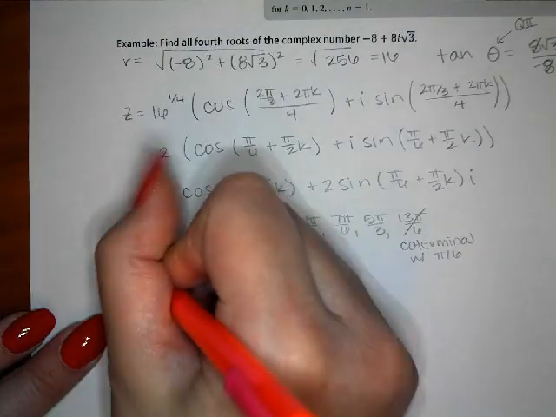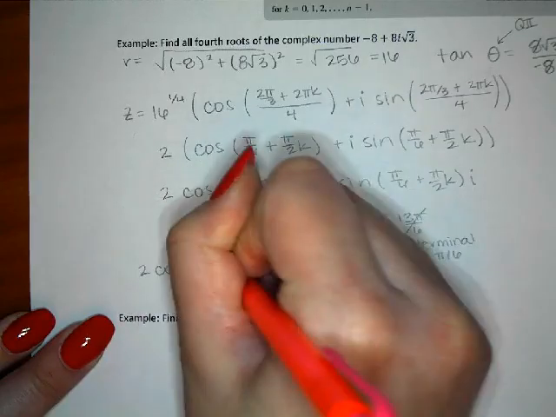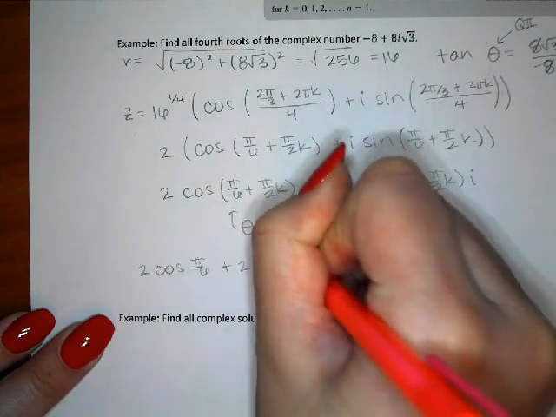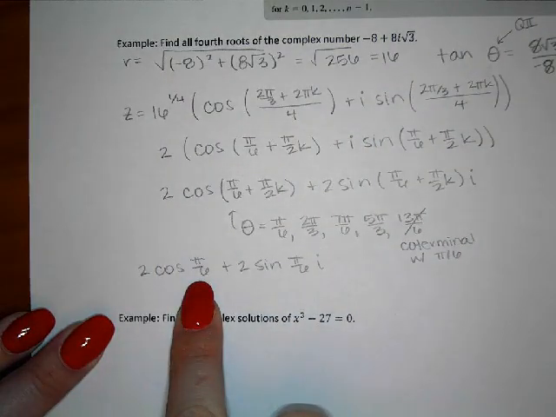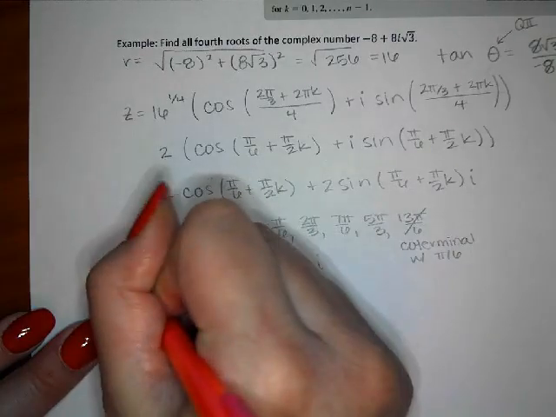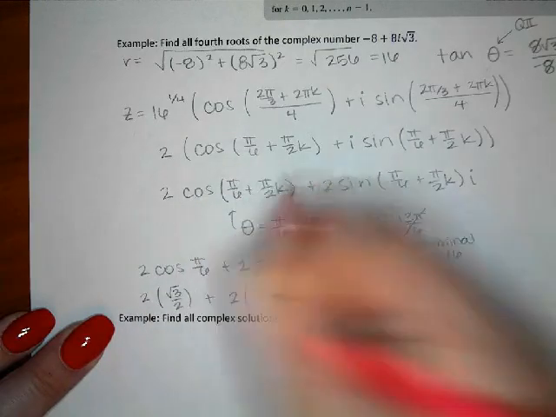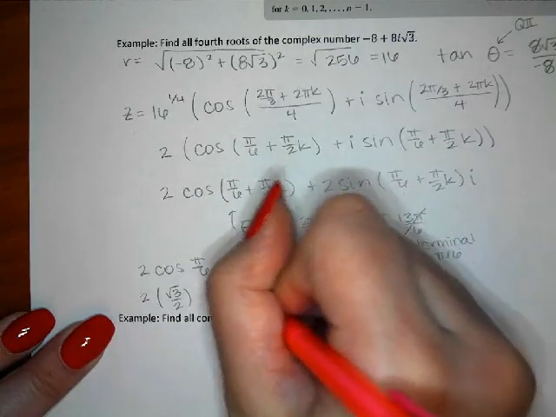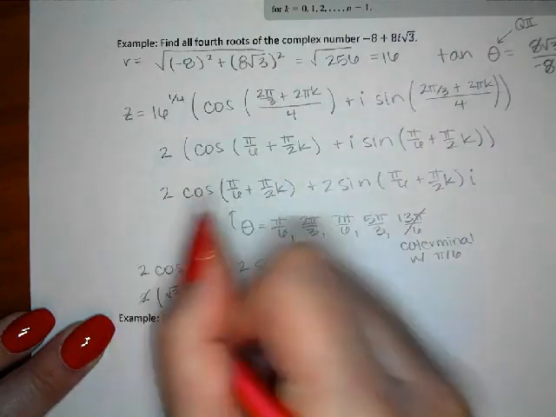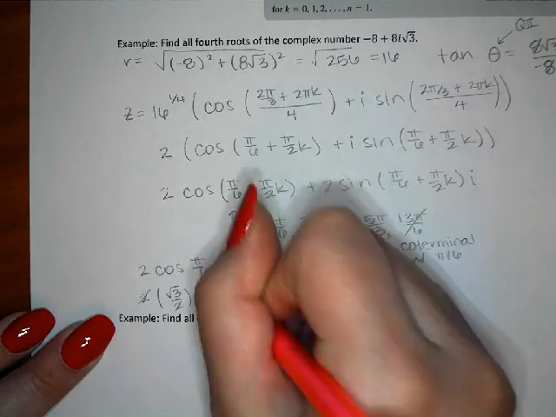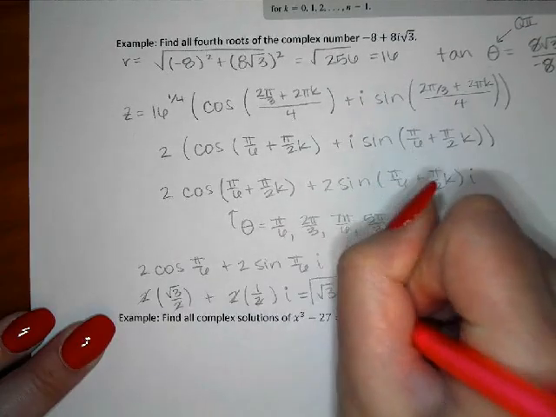2 cos pi 6 plus 2 sine pi 6 i. Cos of pi 6 is root 3 over 2. So if I have 2 times root 3 over 2, and 2 times sine of pi 6, which is 1/2, I cancel the 2's and get root 3. Cancel the 2's, that'd be 1. So root 3 plus i. So there's my first fourth root of this complex number.